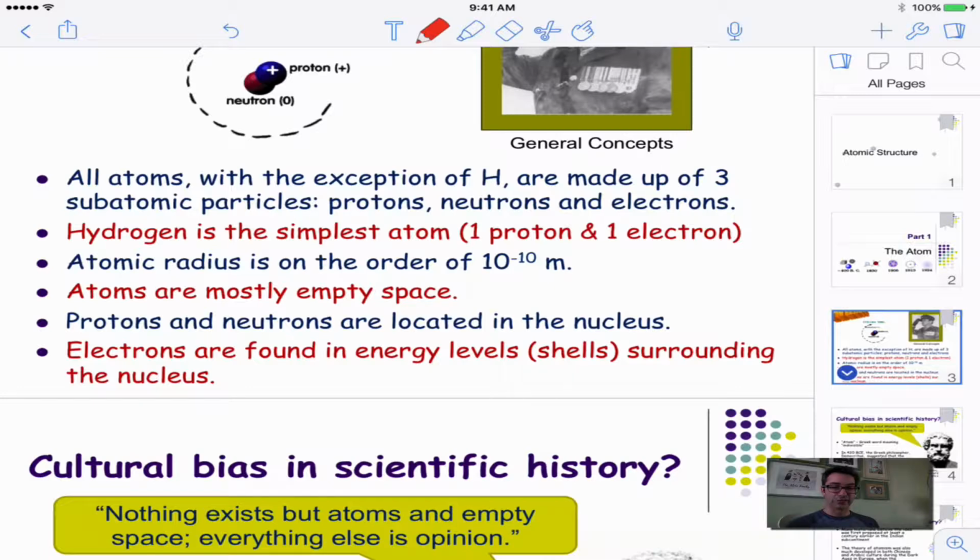The radius of an atom is really, really small. It's about 1 angstrom, or 10 to the negative 10 meters. Atoms are mostly made up of empty space. We know the electron is really, really small, and because of this, it doesn't occupy much space in the electron clouds. Most of the atom is empty space. Also, the electrons are found in energy levels. If you're looking at it from the Bohr model point of view, which we know really isn't true, the electrons are in these orbits, but in reality they're actually in orbitals.